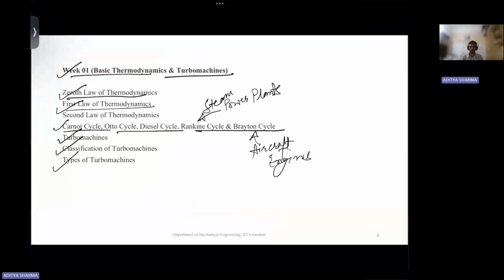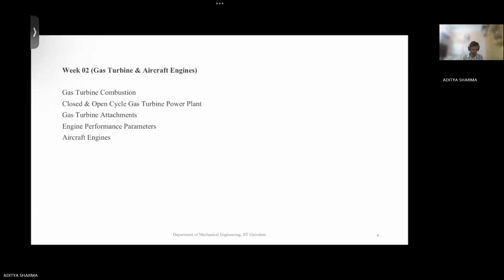This is about week one's content. Okay. Thermodynamics and turbo machines. Then week two is on gas turbine and aircraft engines. This is week two, gas turbine combustion.